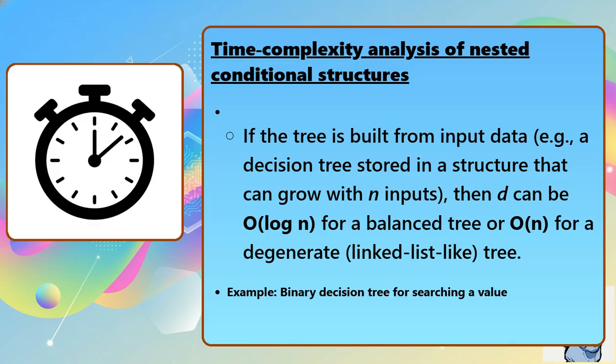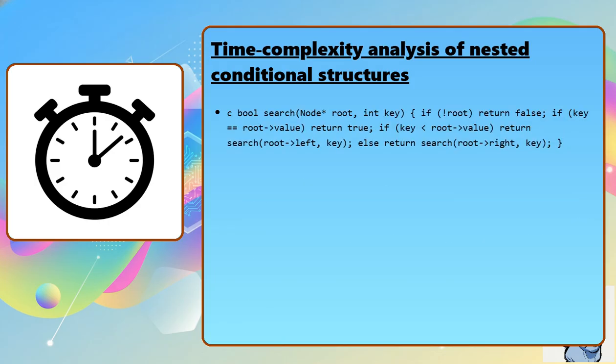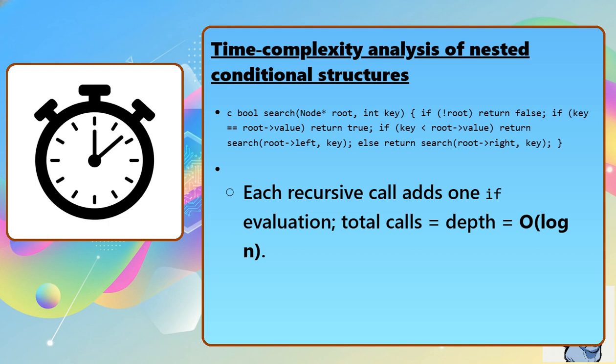Example: binary decision tree for searching a value. A balanced binary tree with n nodes has depth approximately log base 2 of n. bool search(Node* root, int key) { if not root, return false. If key equals root->value, return true. If key is less than root->value, return search(root->left, key), else return search(root->right, key) }. Each recursive call adds 1 if evaluation, so total calls equal depth, O(log n).